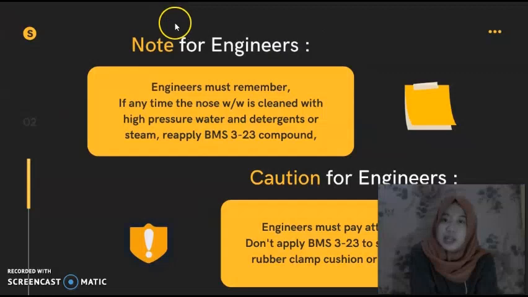Next, in the task card, we found the note and the caution. The note for engineers is, if any time the nose wheel well is cleaned with high pressure water and detergents or steam, reapply BMS 323 compound. And the caution for engineers to pay attention to is don't apply BMS 323 to silicone rubber, rubber clamp cushion, or skydrol seals. Engineers must pay attention to this note and caution as well as possible.